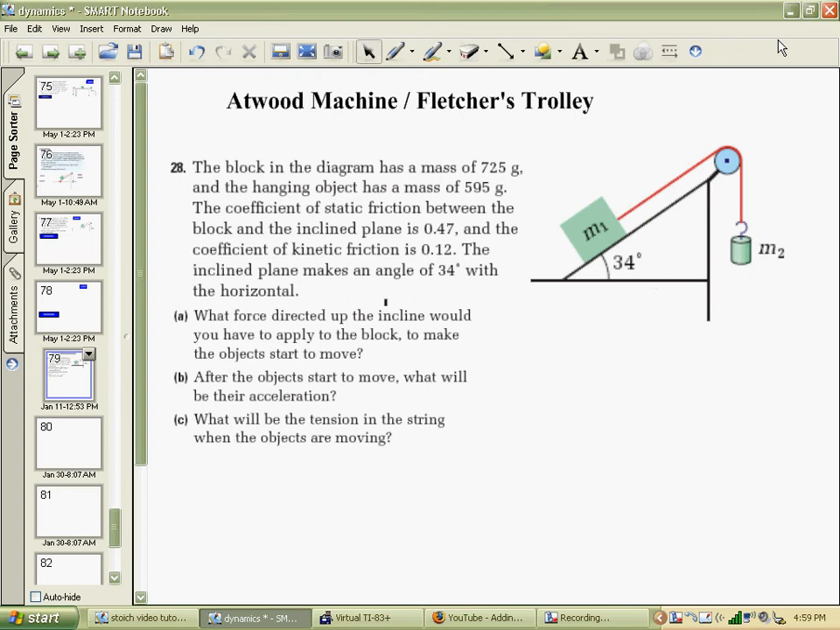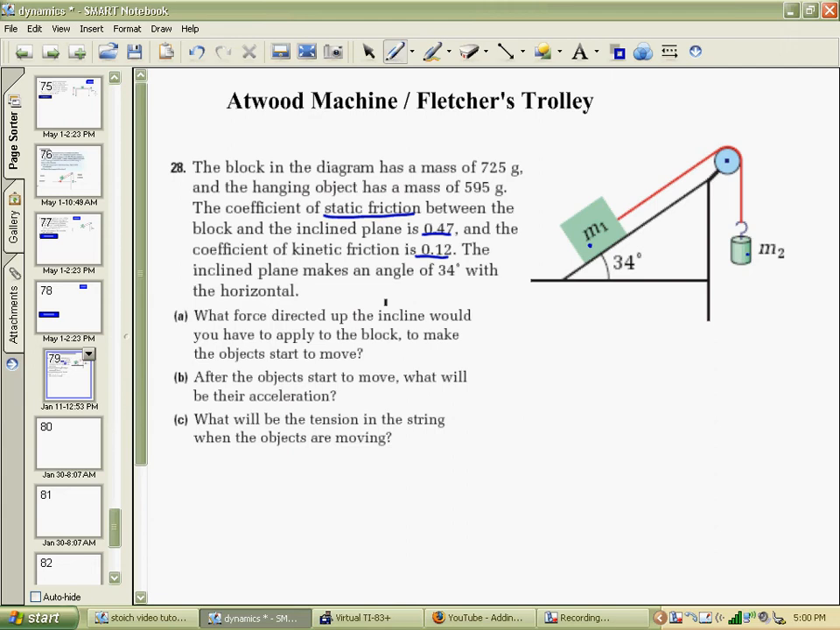The block in the diagram has a mass of 725 grams, so M1 is 0.725 kilograms, and mass 2 is 0.595 kilograms. The coefficient of static friction, meaning when it's standing still, mu is 0.47, and when it's moving, its coefficient of friction is 0.12. It's obviously less friction for a body in motion than for a body at rest. The inclined plane is 34 degrees.